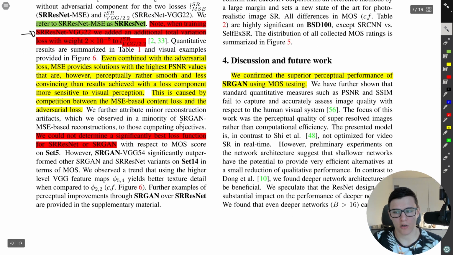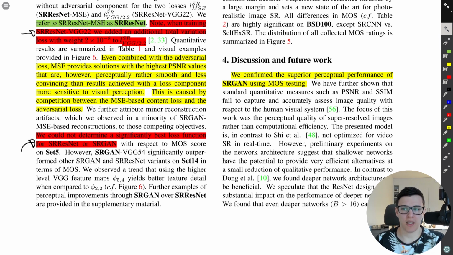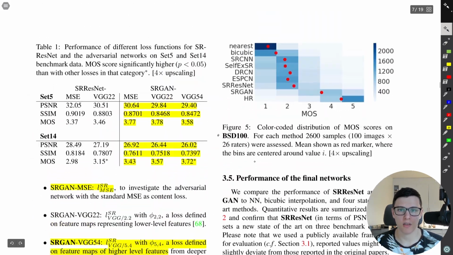Yeah, and then one thing here that's very important, right, is that they could not determine a significantly best loss function for SRResNet or SRGAN. And so this leads to a very complicated issue where you have perhaps 3 different loss terms, MSE, VGG, and the GAN, and you have to balance them in a very good way so that you still have the texture detail, but you still get the right coloring and so on. And that is something that I feel is a little bit lacking, understanding how you balance those loss terms. So that is one thing to keep in mind.